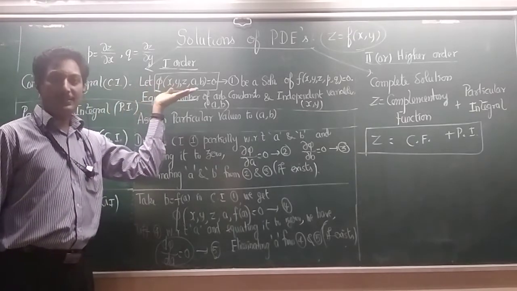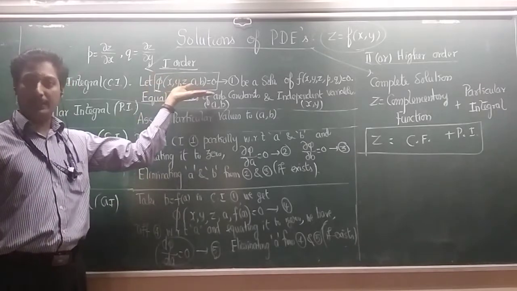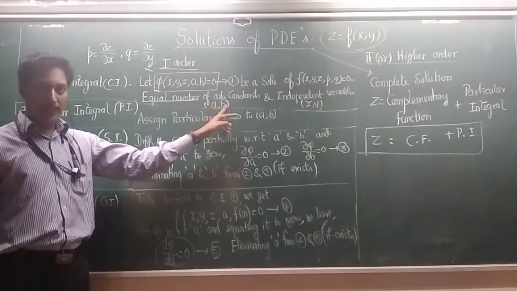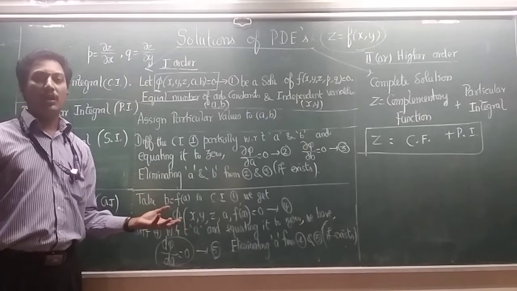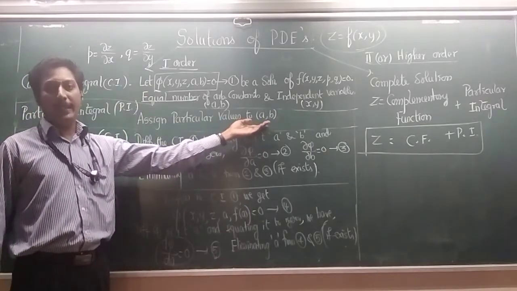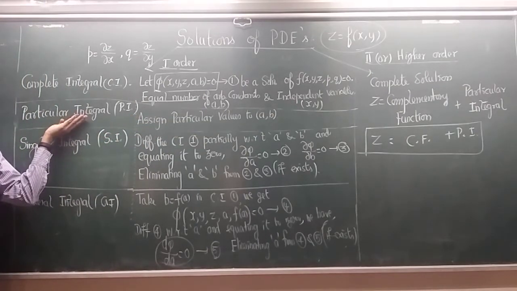Once we have found the complete integral, let us proceed further with its help. In the complete integral, there are some arbitrary constants a and b. If we assign particular values to the constants a and b, then we name this the particular integral. That is the second one.